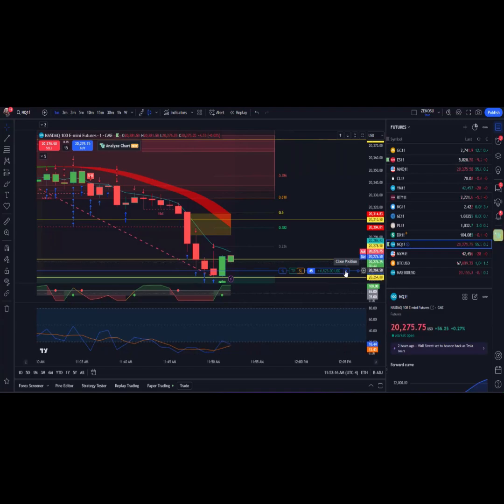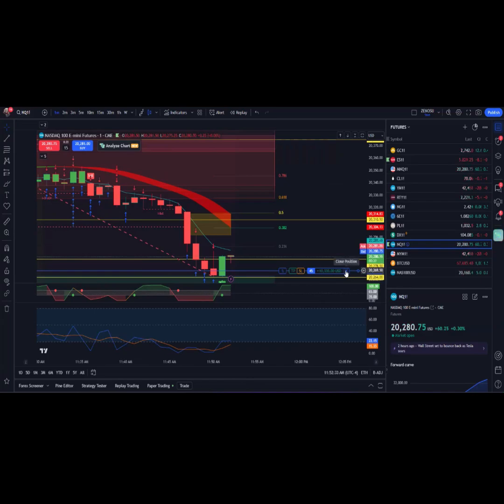What I want you guys to realize is that I was able to enter this trade off the area of interest. Guys, we have two zones: a buy zone and a sell zone. I was able to take a buy off the area of interest for the buy zone.